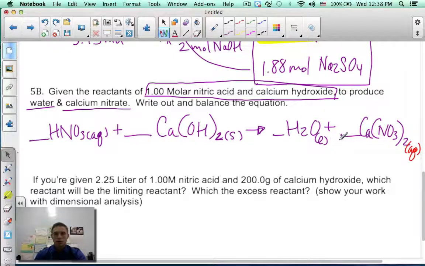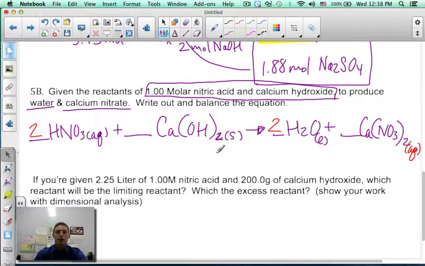So I have 1 calcium on each side, we're good. I have 2 nitrates on the right, so I will put 2 nitrates on the left. I have 2 hydrogens here, I have 2 hydrogens here. I have another 2 hydrogens here and 2 oxygens. I only have 1 oxygen here, so I'll put a 2 here. Now I have 4 hydrogens, I have 2 plus 2, I have 4 hydrogens, we are balanced.